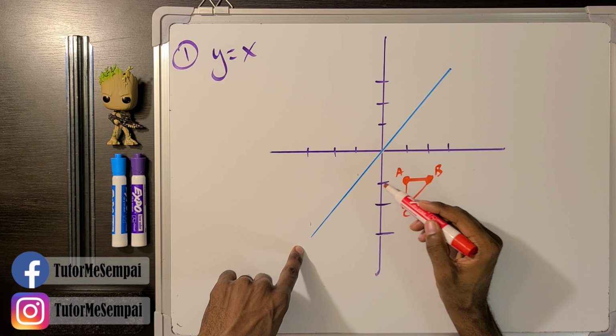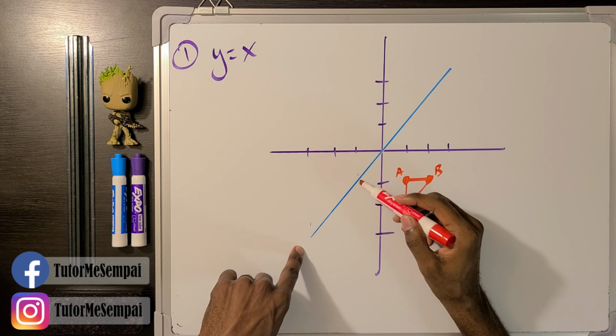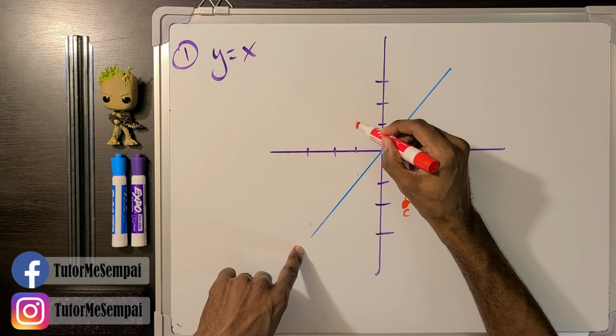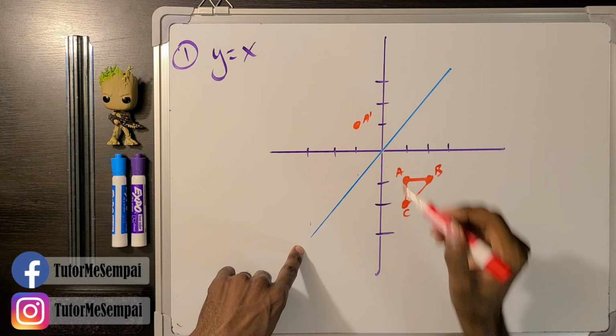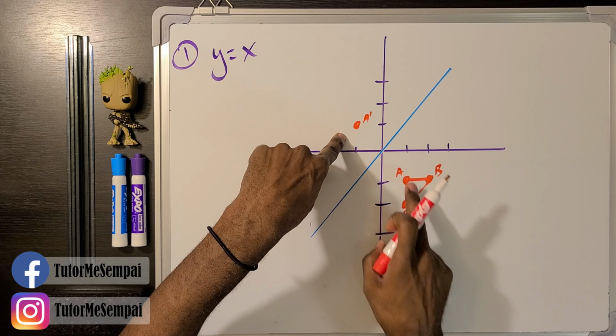So what we do is 1, 2, that's how far away from this line A is, and A prime is going to be going up the same amount of distance, 1, 2. So A prime is that. And you see the point A is starting to reflect over this line.